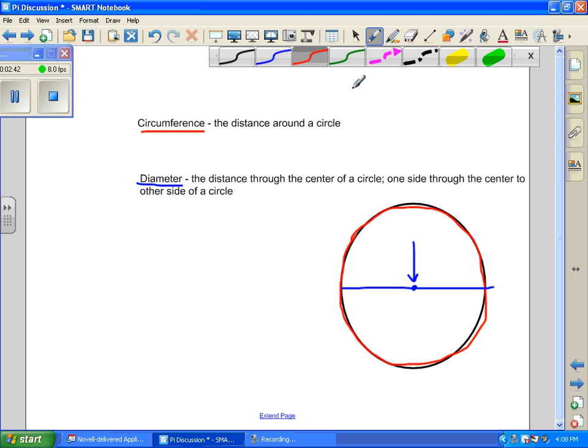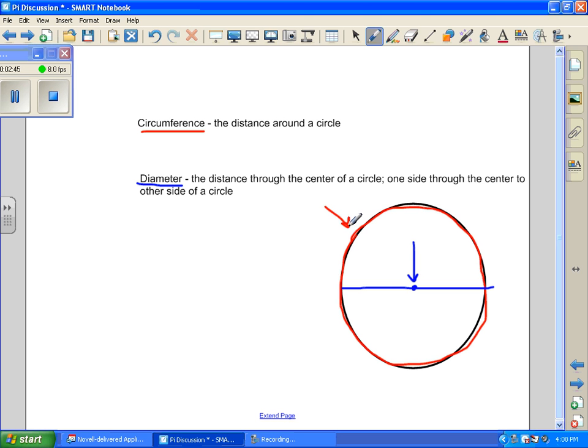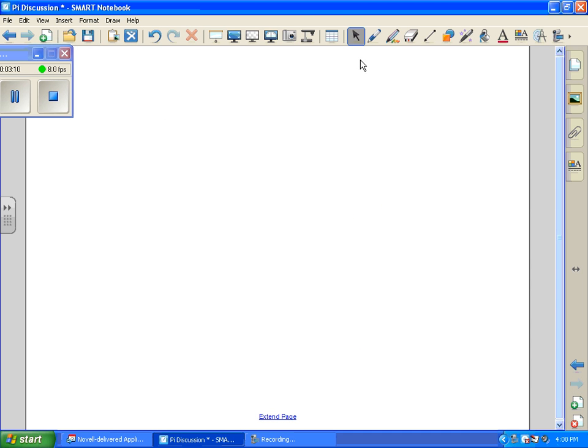Going back and looking one more time, the distance around is the circumference. In order to explain how to get pi, you need to know these two terms. You need to know that circumference is the distance around a circle and diameter is the distance through a circle's center from one point on the outside edge of the circle to another point on the outside edge of the circle.